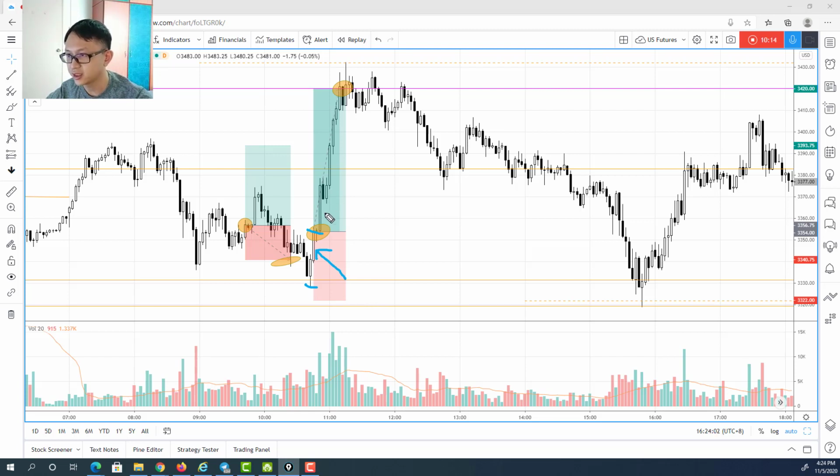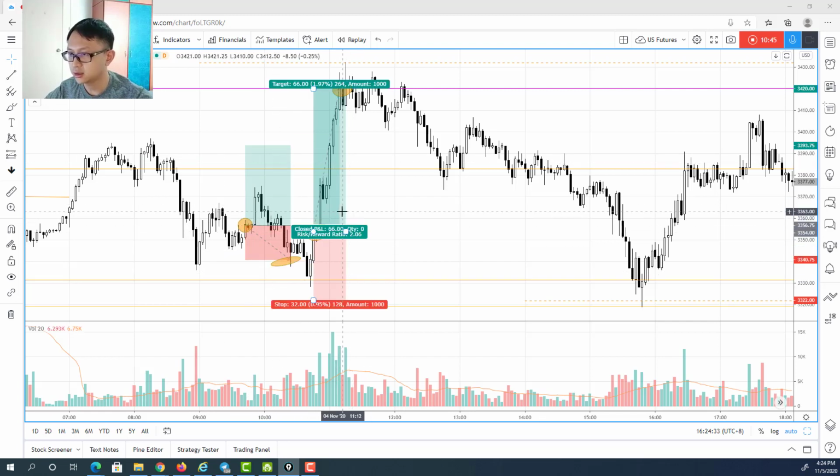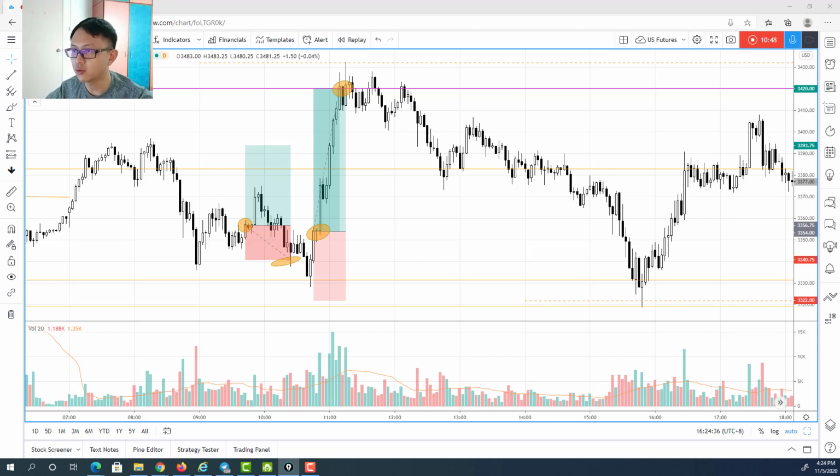Right after that, finally I can ride it up and I trail my stop, and eventually I think I got stopped out. Actually no, I didn't. I exited right away at around 34.20 because that is the resistance zone. That gave me not too bad a result, I think a reward to risk ratio of about 2. So that's the -1 and that's 2. So overall I still net about a reward to risk ratio of 1.